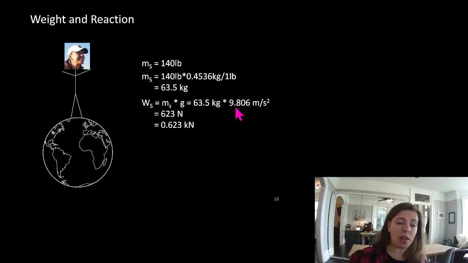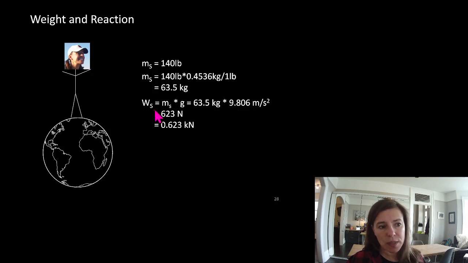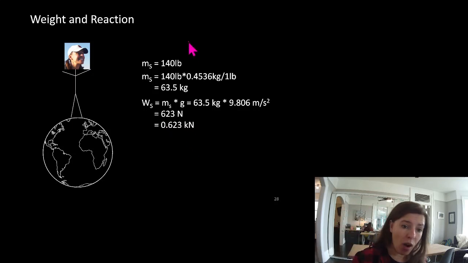My weight is my mass times g on Earth, or the acceleration on Earth, or the amount I'm trying to accelerate into the center of the Earth, or 9.806 meters per second squared. So we can figure out that my weight is 623 newtons, which is a pain in the butt to often talk about. We like to talk about them in kilonewtons. So 0.623 kilonewtons.